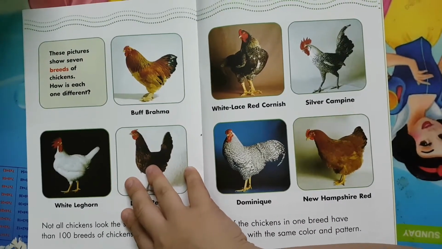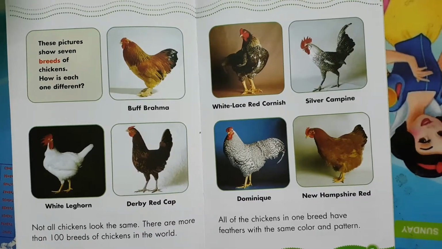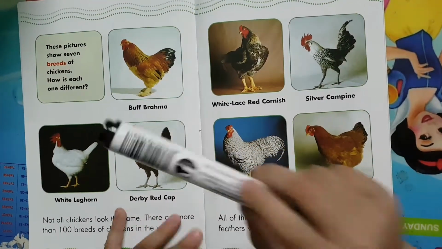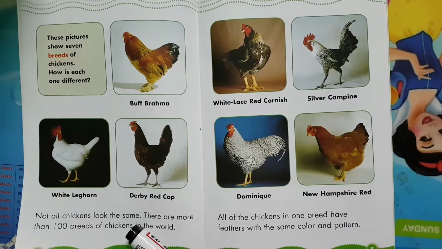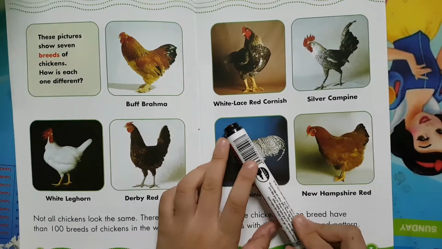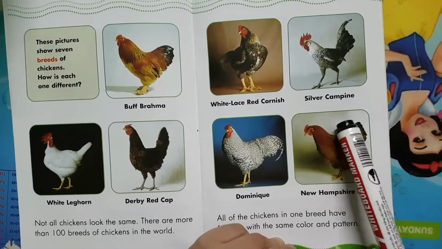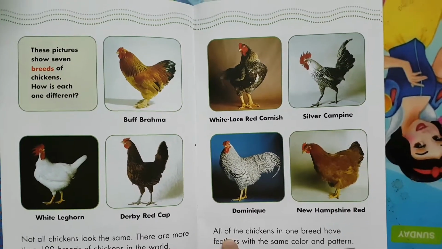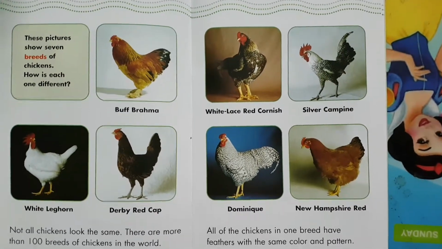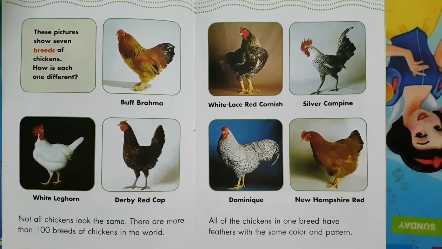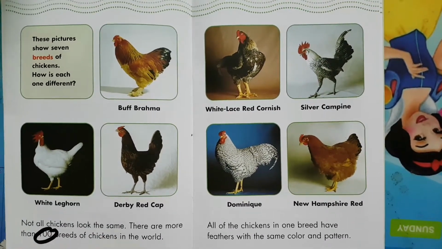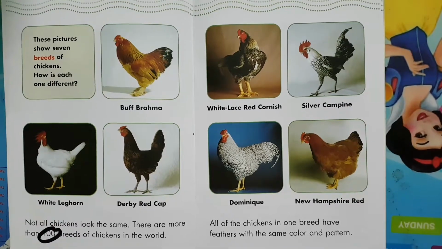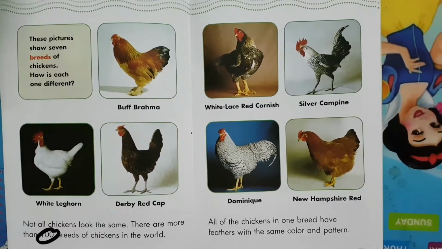This picture shows seven breeds of chickens. How is each one different? This is Buff Brahma. Leghorn. Derby Red Cap. White Laced Red Cornish. Silver Campine. Dominique. New Hampshire Red. Not all chicks look the same. There are more than 100 breeds of chicken in the world. All chickens of one breed have feathers with the same color and pattern.